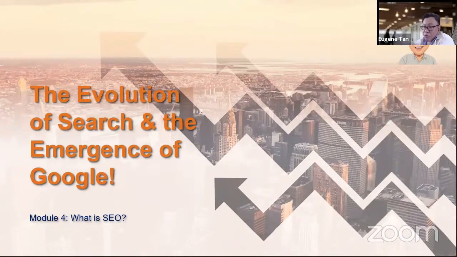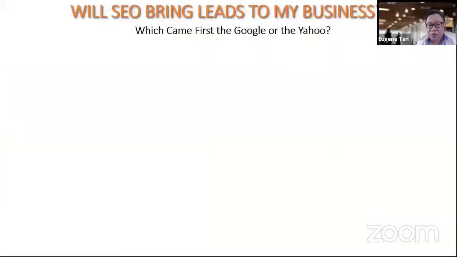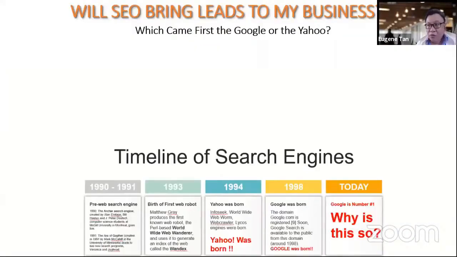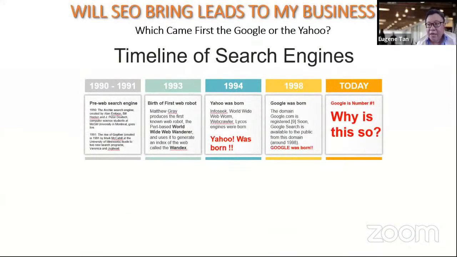So next, before we even look at searchability, we need to know the evolution of search and the emergence of Google. How did Google manage to take over, right? So firstly, which came first, Google or Yahoo? Yahoo came first. In 1994, Yahoo was born. 1998, 4 years later, Google was born. Today, Google is the dominant search force.